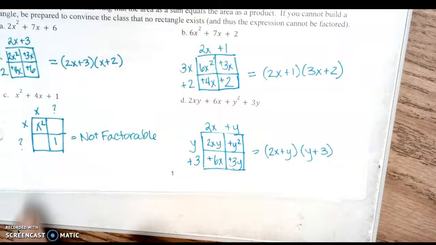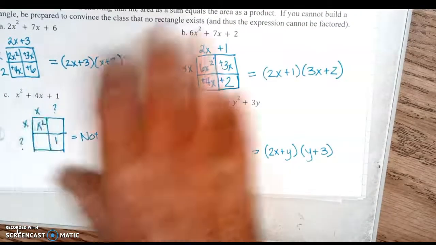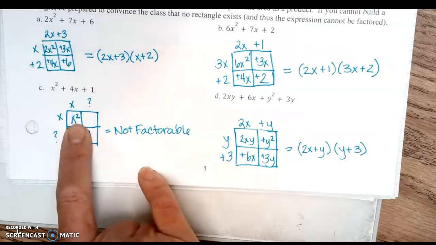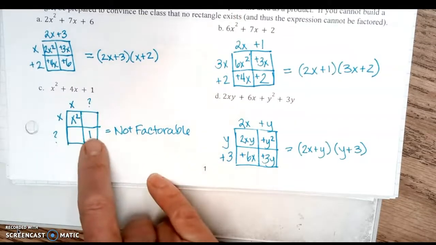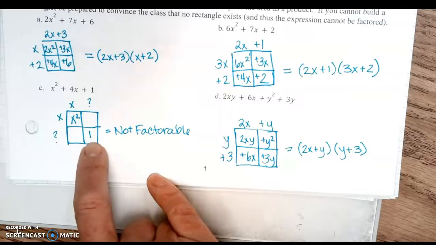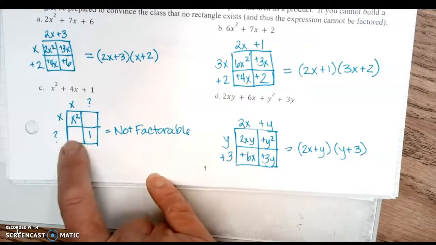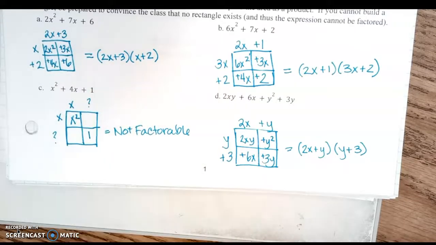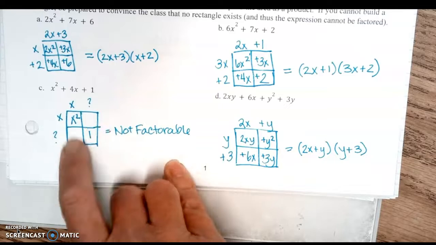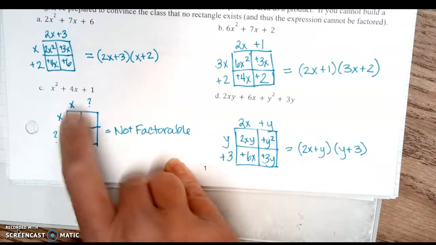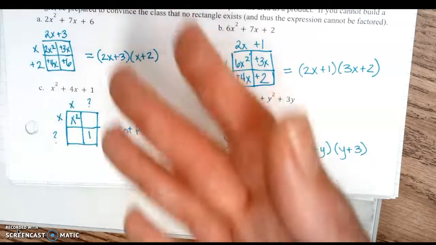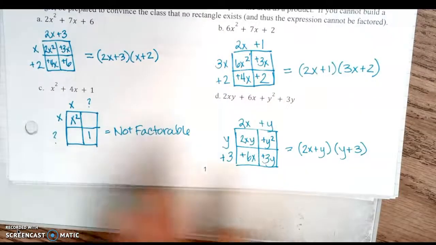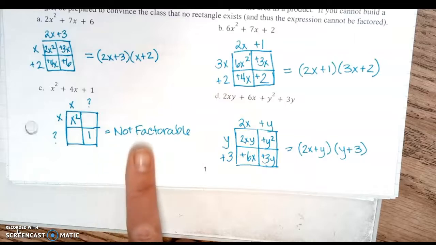All right, for part C, we have x squared plus 4x plus 1. Okay, there we go. So I write the x squared in the upper left-hand box, the positive 1 in the lower right-hand box. And I need to see what would multiply and then add to get 4x. But I know that the factors of 1 are just 1 and 1. Well, there's no way for 1 and 1 to add to get 4. 1x plus 1x would be 2x, not 4x. So part C is not factorable.